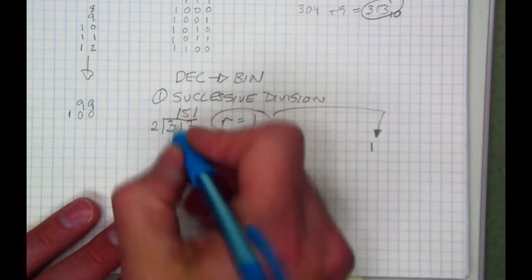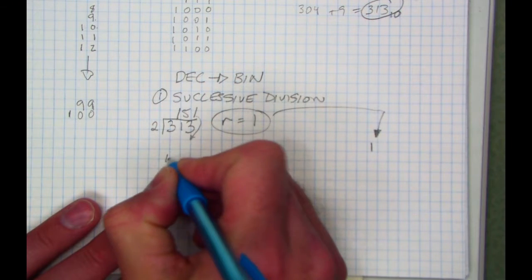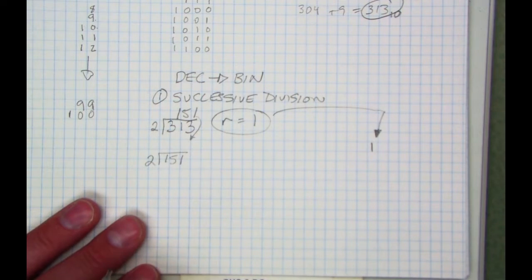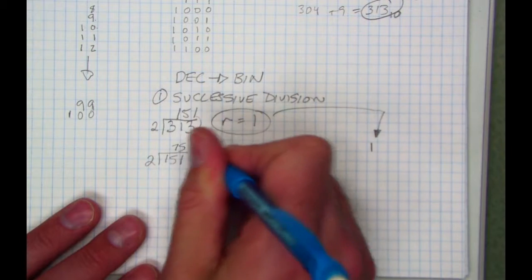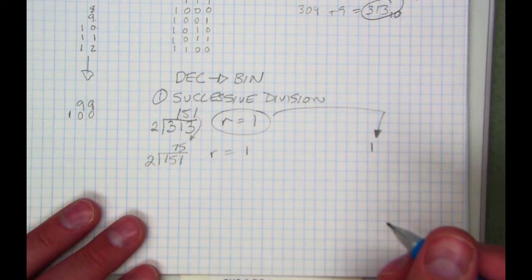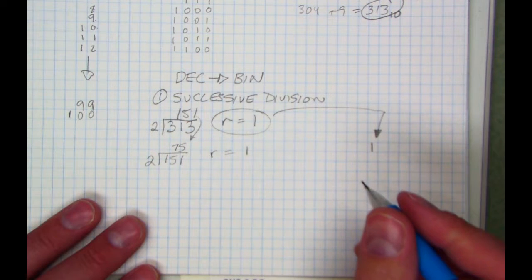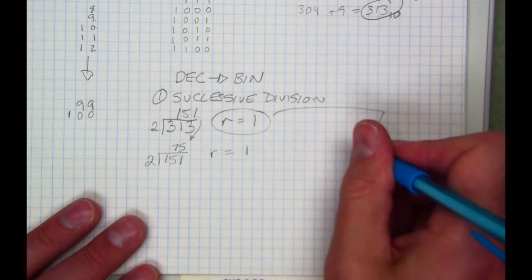All right, let's just keep going. Now I take my leftover number, 151, and I successively keep dividing it by the base. So 150 would be 75. And I have a remainder of 1. Did I do this wrong? Something must be wrong because this isn't working right. I must have done my math wrong somewhere because now I have a remainder of 1 again.